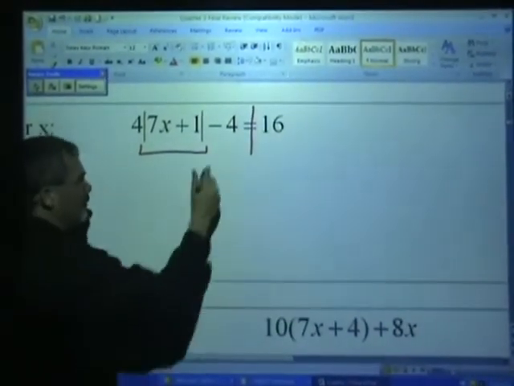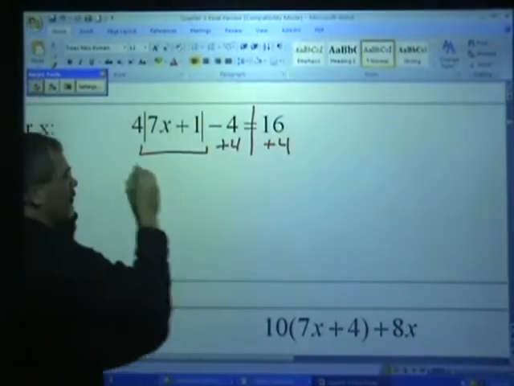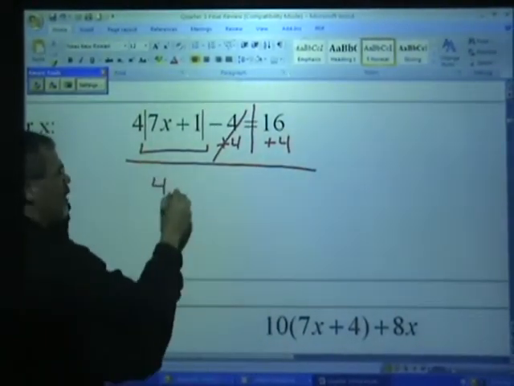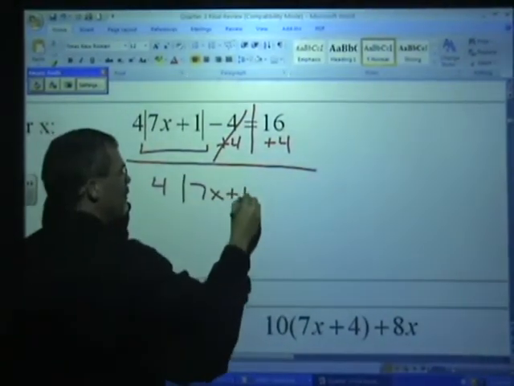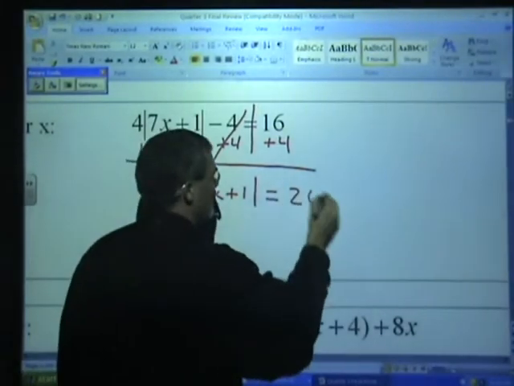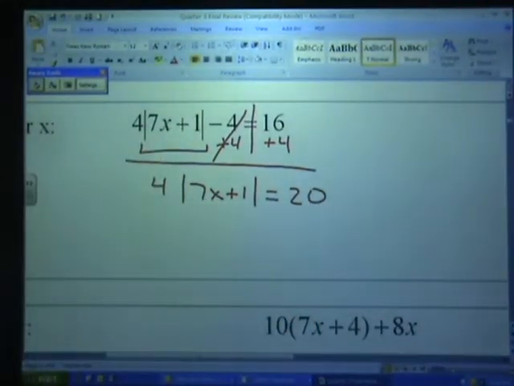How do you get rid of minus 4? Plus 4 on both sides like that. Bam! We got rid of it, right? So now we got 4, absolute value, 7x plus 1. Write it down. Don't wait for me. Well, yeah, wait for me. Okay, write it down now.